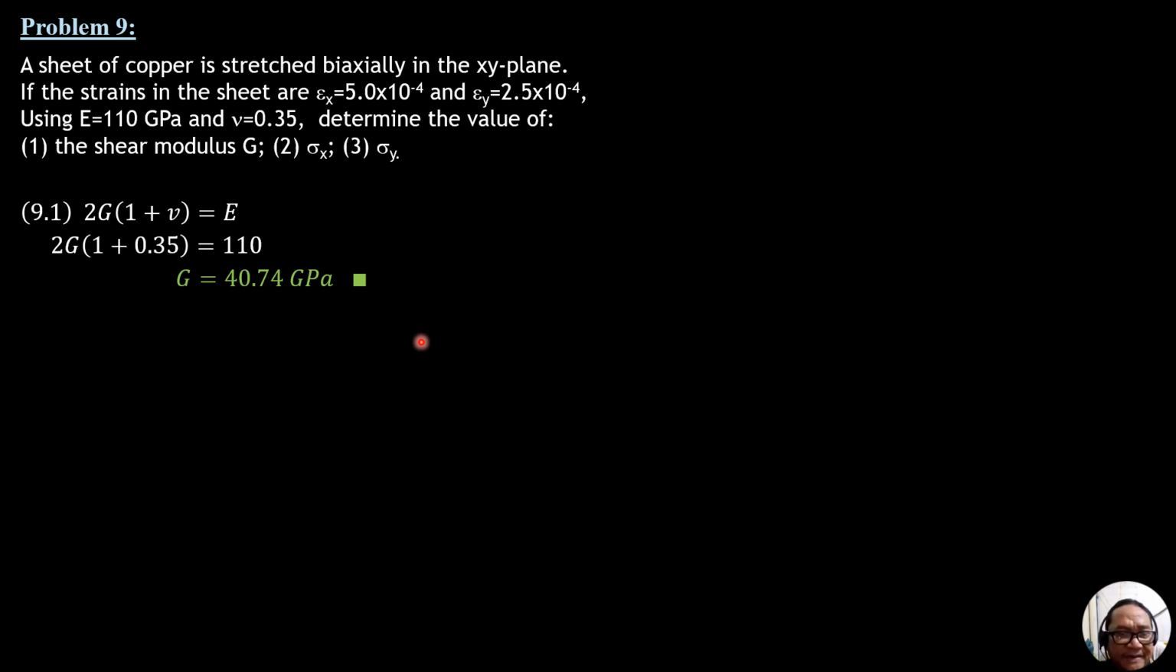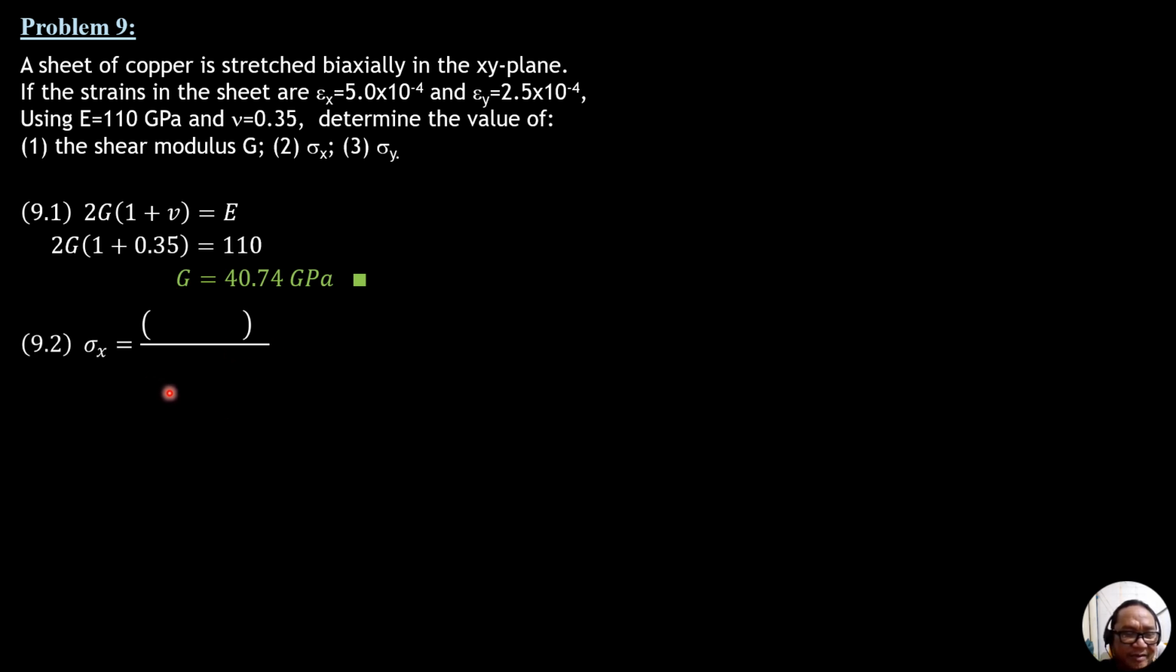Now for part 2, normal stress sub X, this is quantity strain in X, if you can remember, plus Poisson's ratio times strain in Y, times modulus of elasticity E all over 1 minus V square, which is derived under uniaxial, biaxial, and triaxial loading. You just go over there, and if you want, you derive the formula again, but it will take time.